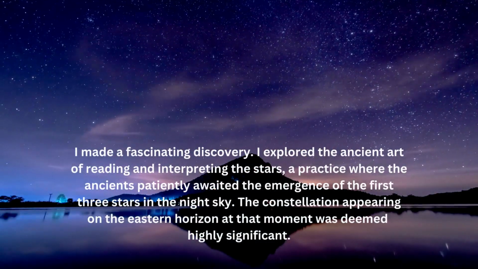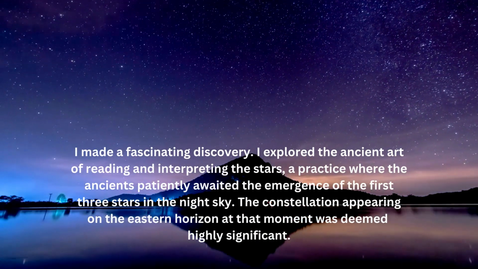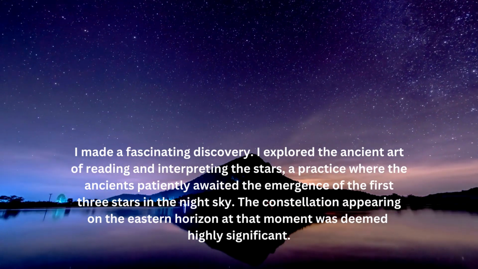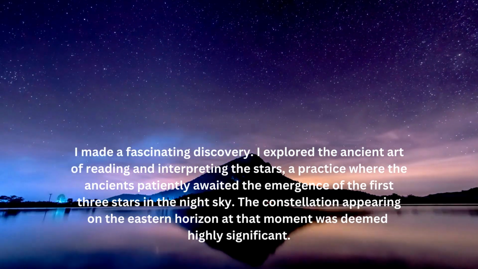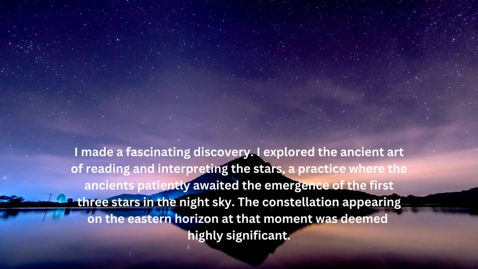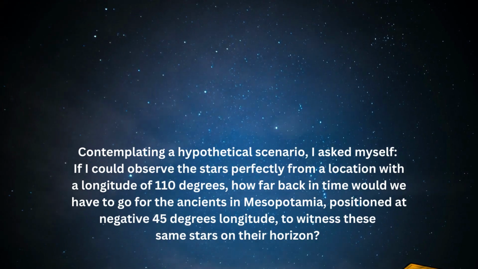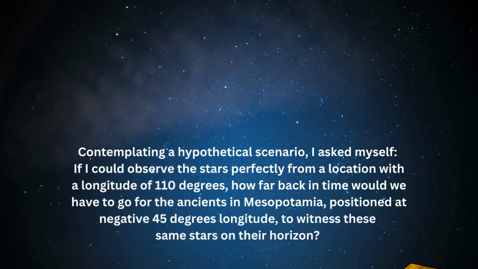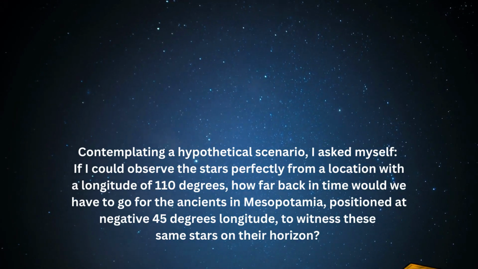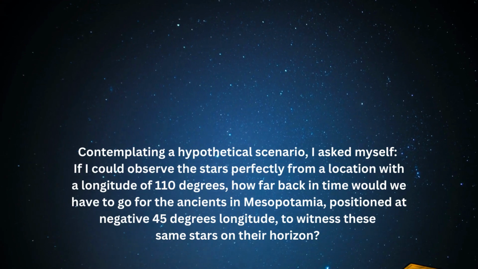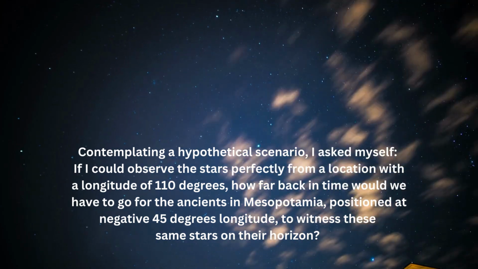Precession. I made a fascinating discovery. I explored the ancient art of reading and interpreting the stars, a practice where the ancients patiently awaited the emergence of the first 3 stars in the night sky. The constellation appearing on the eastern horizon at that moment was deemed highly significant. Contemplating a hypothetical scenario, I asked myself, if I could observe the stars perfectly from a location with a longitude of 110 degrees, how far back in time would we have to go for the ancients in Mesopotamia, positioned at negative 45 degrees longitude, to witness these same stars on their horizon?